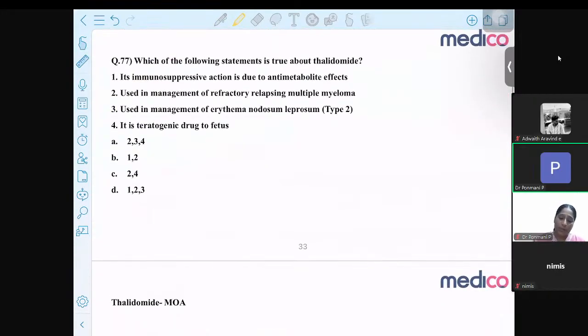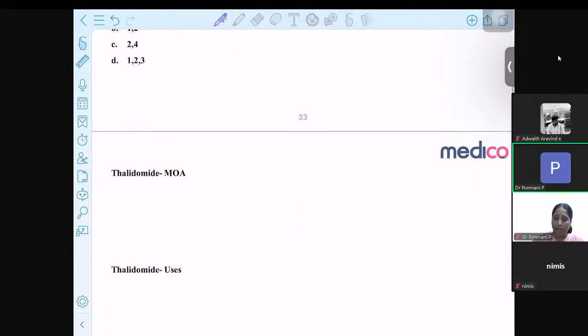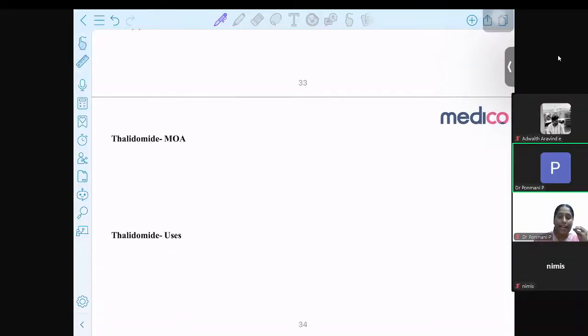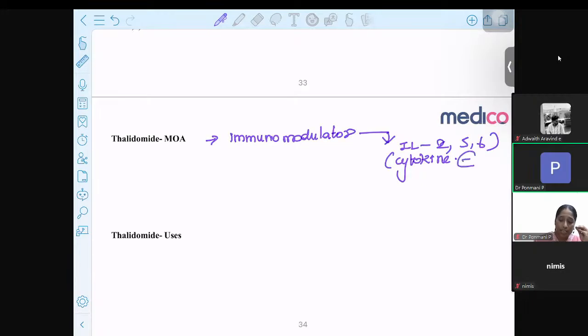Now coming to the next question. Which of the following statements is true about thalidomide? So let us see about thalidomide here. How does thalidomide work? Thalidomide is actually used as an immunomodulator. So how does this immunomodulator function happen? It inhibits the interleukin production, that is the cytokine production, especially interleukin 2, 5, and 6. All this is inhibited when you are giving thalidomide.